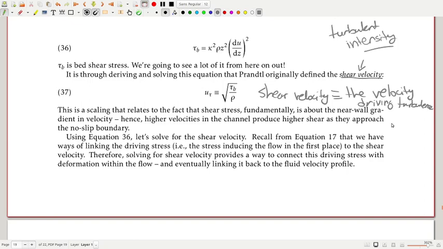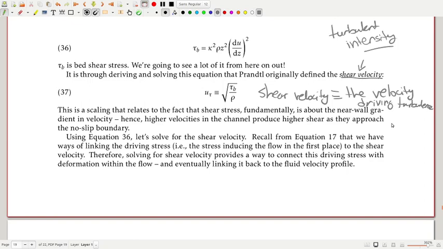And so the scaling just really relates to the fact that the shear stress is all about the near wall gradient in velocity. Right, so if we're thinking about the tau b, the shear stress on the bed, that is related to the velocity gradient at the wall, and so therefore if there's higher velocities in the channel, those will produce a higher shear stress at the wall, because then there's a bigger gradient between the channel flow and the zero flow at the no-slip boundary.